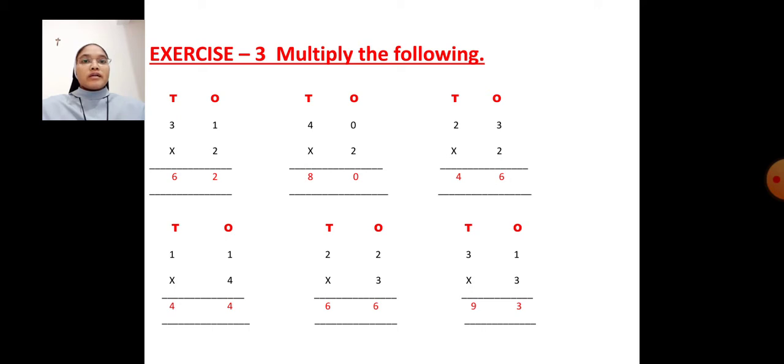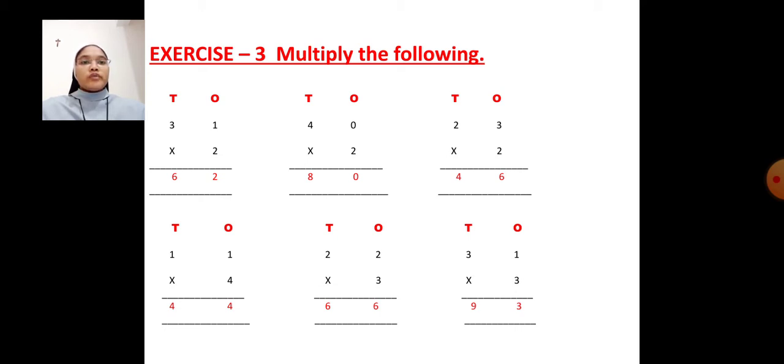Next 11 into 4. 4's table first we have to say one time. 4 ones are 4. In ones place you have to write 4. And we have to multiply tens digit. 4's table again we have to say how many times? One time. 4 ones are 4. And in tens place you have to write answer 4. 11 into 4. Your answer will be 44.